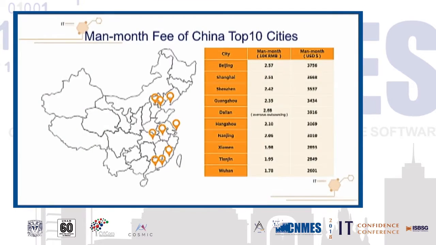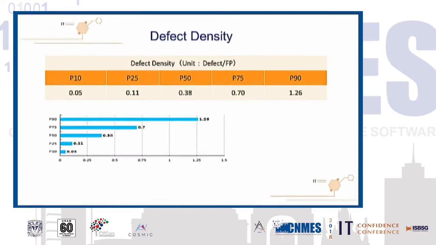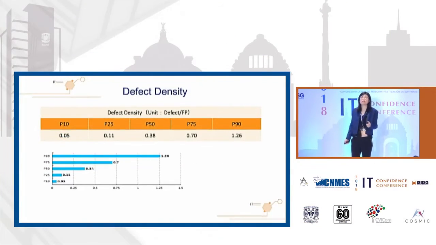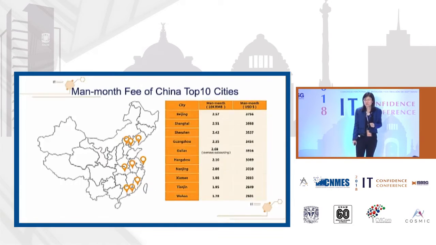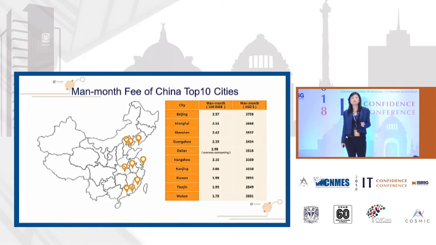And that is the defect density, you can see that. And we try to measure the defect density per functional point. And the average one is 0.38. And you can see that from the 10th percentile to the 19th percentile, each functional point we have 0.3 defects. Okay. And the last one is the CNMES fee of the China top 10 cities.